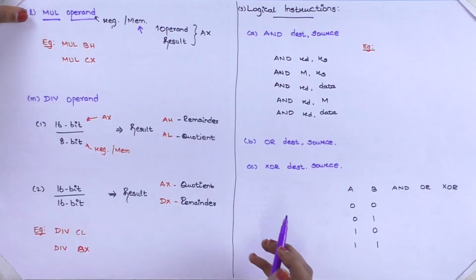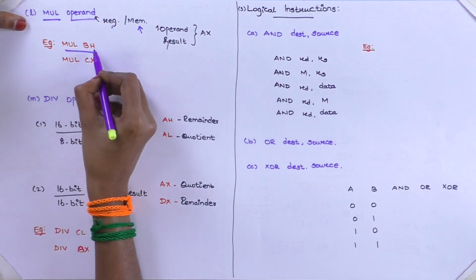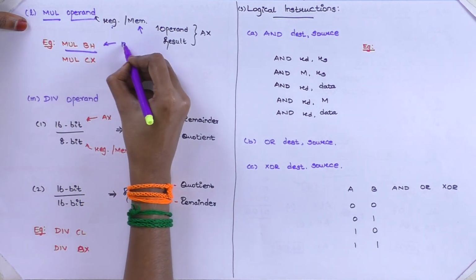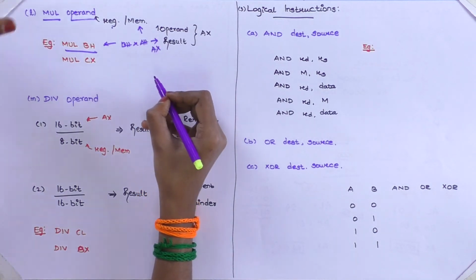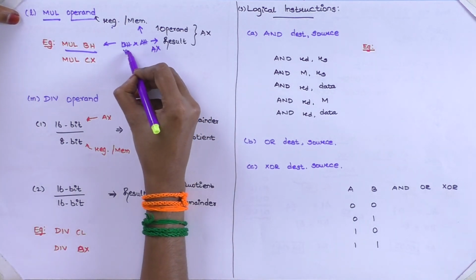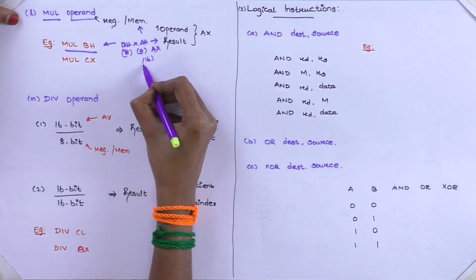Fine. So after multiplication with the memory location or with the register, the value will be stored in the accumulator. If your result is equal to or less than 16 bits, the result will be stored in the accumulator. If it is greater than 16 bits, the higher bytes of the result will be stored in the DX register and the lower bytes will be stored in the AX register. Fine. So here I have taken an example, MUL BX. What will happen is it will multiply the BX value with the accumulator and the result will be stored in the AX register, because when you multiply an 8-bit with an 8-bit value, the result will be a 16-bit value.